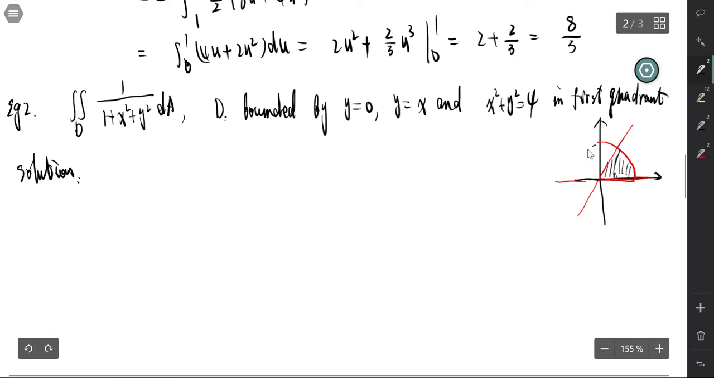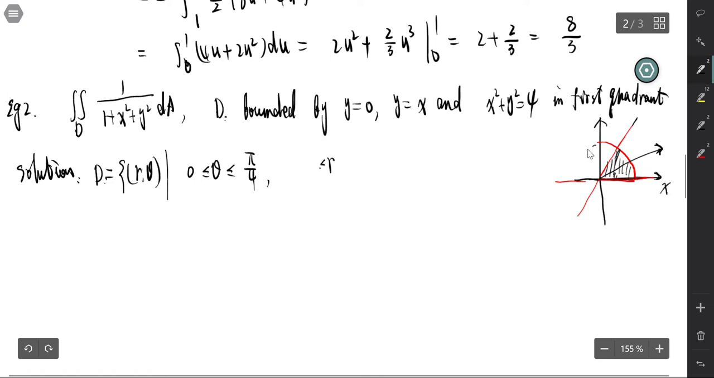Then we need to find the upper limit and the lower limit for theta and for r. What is the lower limit and the upper limit for theta? In this region, if we draw a ray starting from the origin, the least angle is zero, the x-axis. So theta is bigger than zero. And the line y equals x has the angle of pi over 4, because tangent theta equals 1.